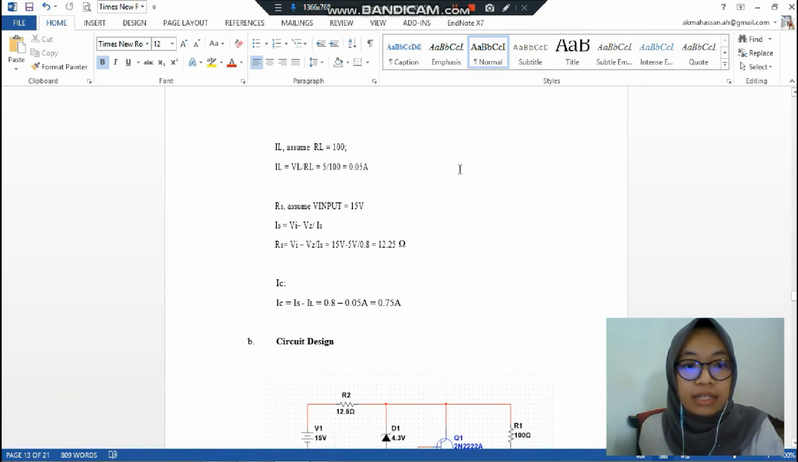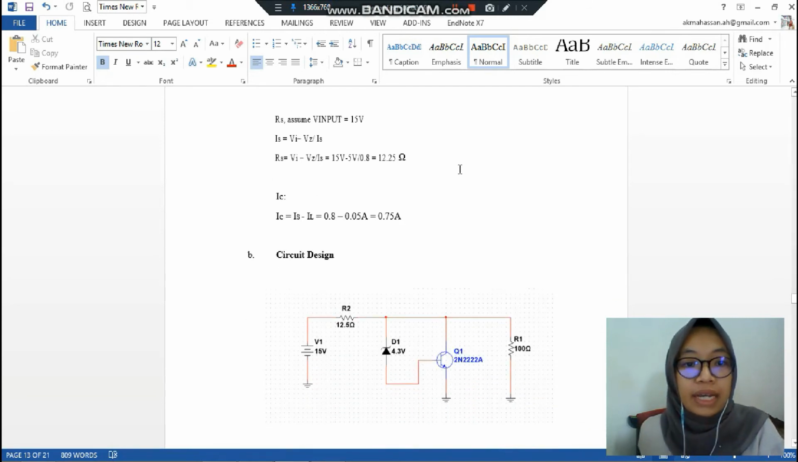To find IL, it is VL over RL, which equals 5 over 100, which is 0.05 ampere. Here I assume the value of the load resistor is 100. For RS, it is VI minus VZ over IS. The input voltage we assume is 15 volts. So 15 volts minus 5 volts, divided by 0.8, we get 12.25 ohm. For IC, it is IS minus IL, which equals 0.8 minus 0.05 ampere, and we get 0.75 ampere.